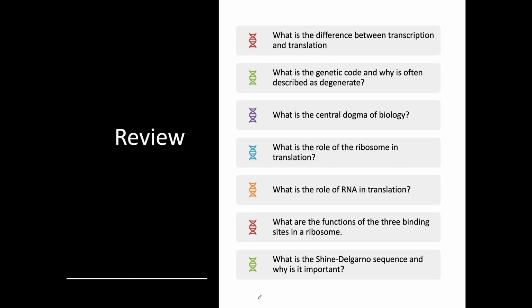What's the role of RNA during translation? Would this be messenger RNA, transfer RNA, and ribosomal RNA? What are the functions of the 3 binding sites in a ribosome? And what is the Shine-Dalgarno sequence and why is it important? The Shine-Dalgarno sequence is going to become important in a second sense in mutations, just to give you a hint. Real quick, I just want to talk about the genetic code as degenerate.